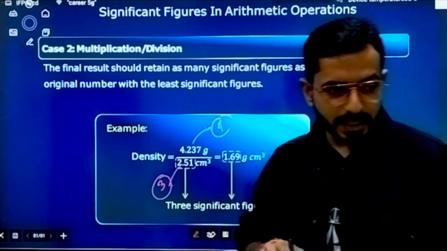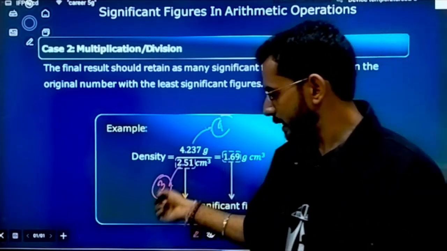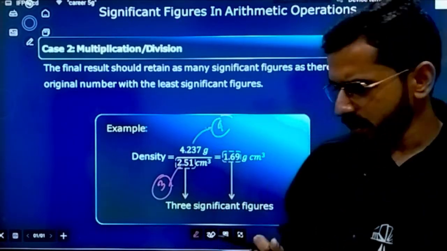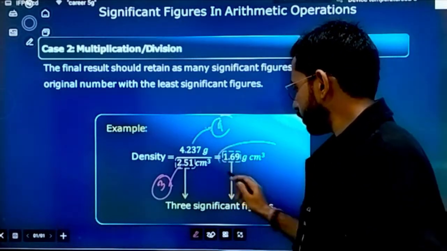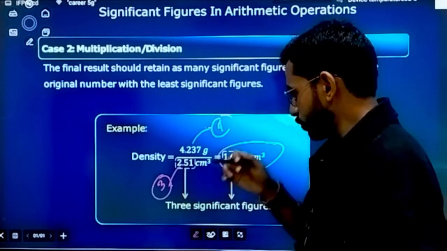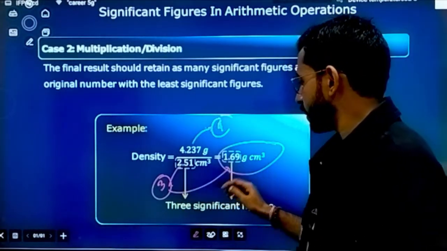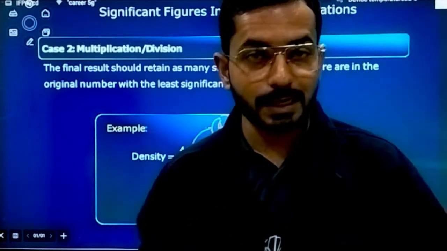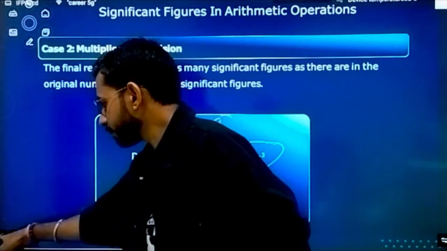So what is the least number of significant digits? The least is 3. This time we don't consider only the decimal places. Here we consider the complete number. So your final result will also have only 3 significant digits. So the final result will also have 3 significant digits, that is equal to 1.69. Correct?